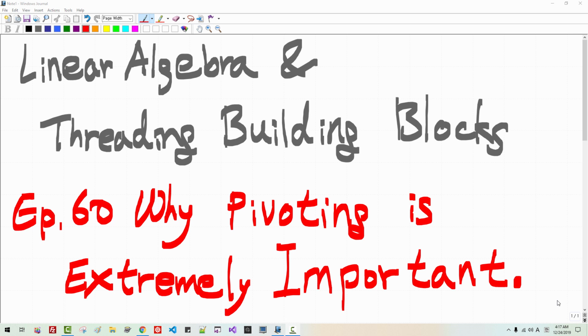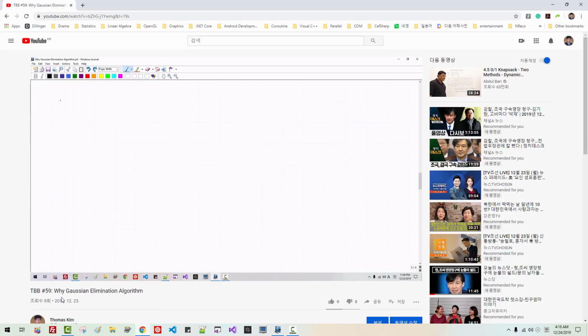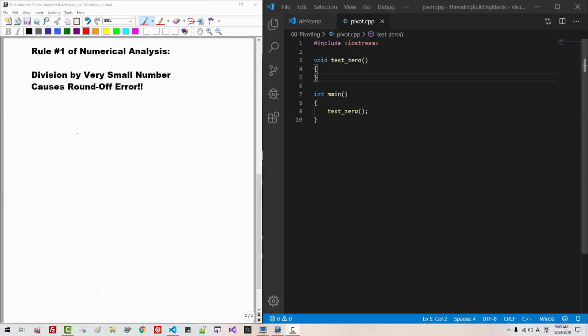In this episode, I will discuss why pivoting is extremely important for the solution of the system of linear equations. In my previous episode, episode 59, I explained why the Gaussian Elimination Algorithm is important or useful. Before we discuss pivoting, I will remind you of rule number 1 of numerical analysis. Rule number 1: division by a very small number causes round-off error.